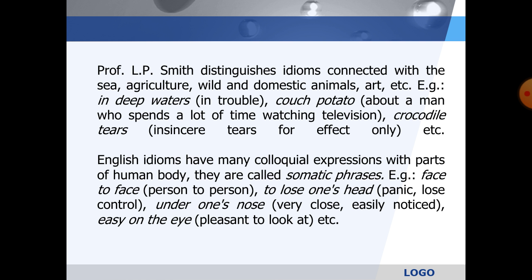English idioms have many colloquial expressions with parts of the human body; they are called somatic phrases. For example, face to face, person to person. To lose one's head, panic, lose control. Under one's nose, very close, easily noticed. Easy on the eye, pleasant to look at, etc.